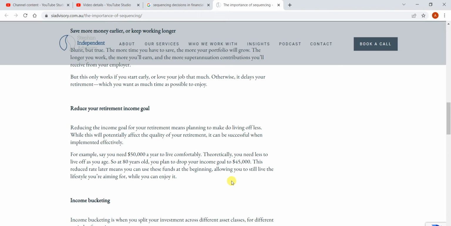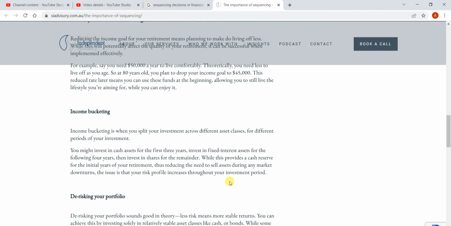For example, say you need 50,000 a year to live comfortably. Theoretically, you need less to live as you age. So at 80 years old, you plan to drop your income goal to 45,000. This reduced rate later means you can use these funds at the beginning, allowing you to still live the lifestyle you are aiming for while you can enjoy it.